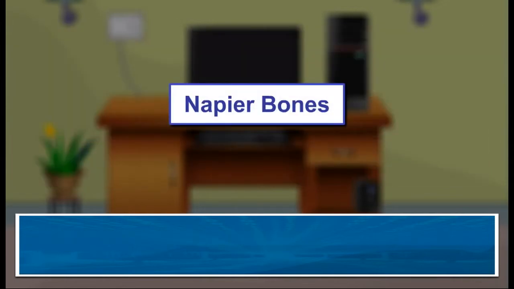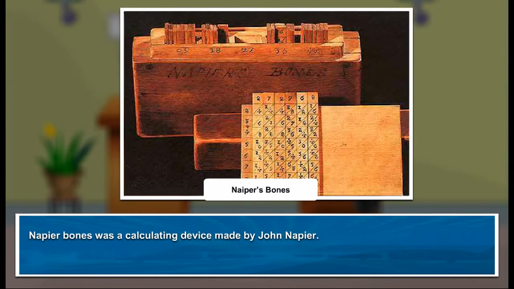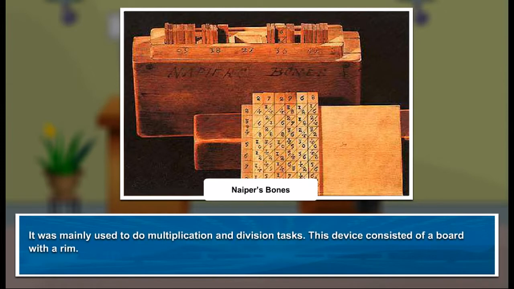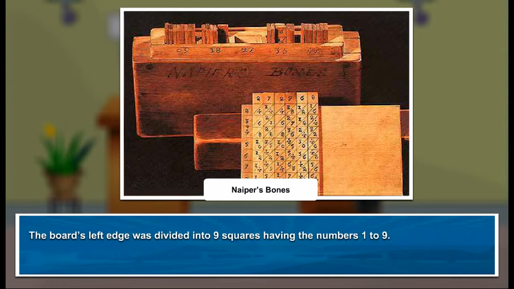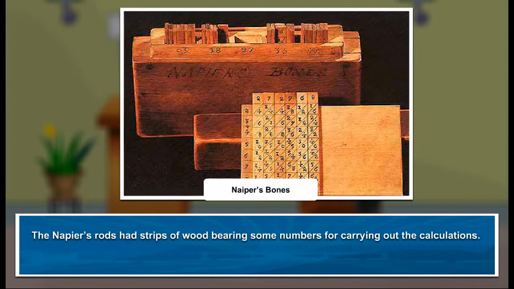Napier Bones. Napier Bones was a calculating device made by John Napier. It was mainly used to do multiplication and division tasks. This device consisted of a board with a rim. The board's left edge was divided into 9 squares having the numbers 1 to 9. The Napier's rods had strips of wood bearing some numbers for carrying out the calculations.